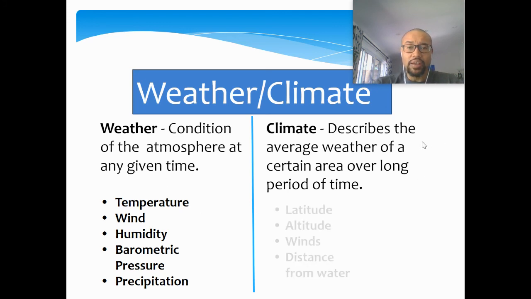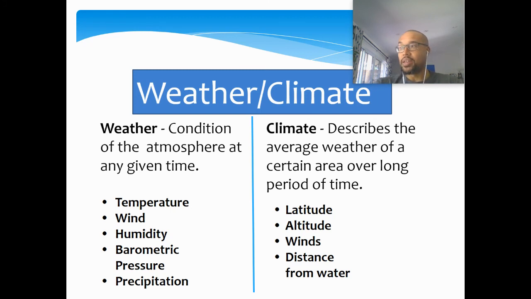And that depends on bigger factors, things like our latitude. We can't change our latitude, our position on the planet. That depends on things like altitude. How high are we above sea level? Again, not something we can change. The winds, even though they're variable in the short term, in the long term are actually very consistent in terms of where they come from, which direction they come from, and on average, their speeds. And again, distance from large bodies of water.